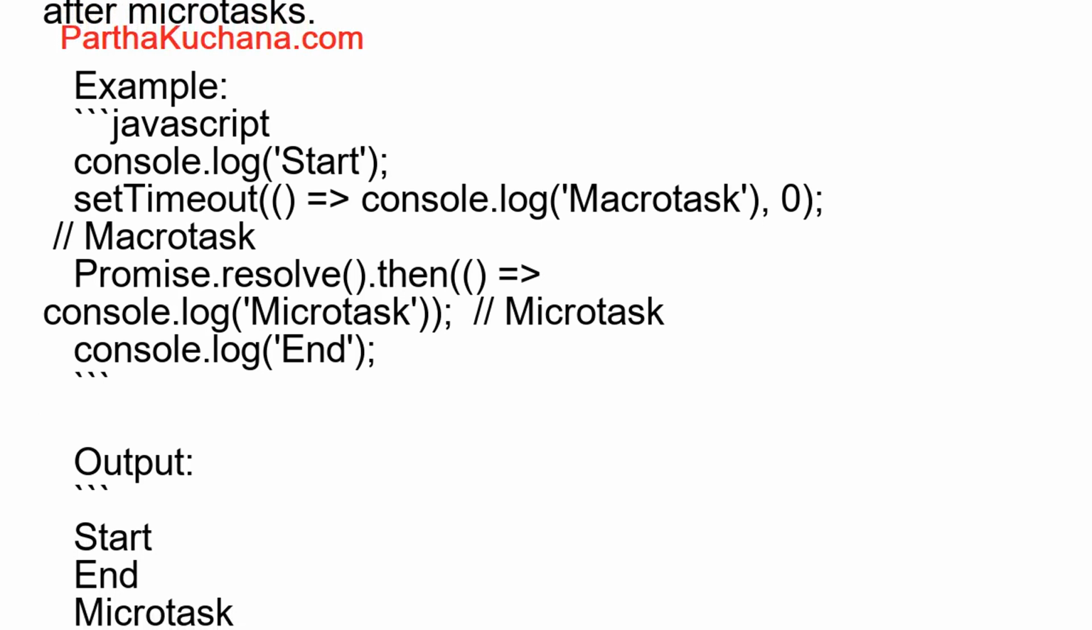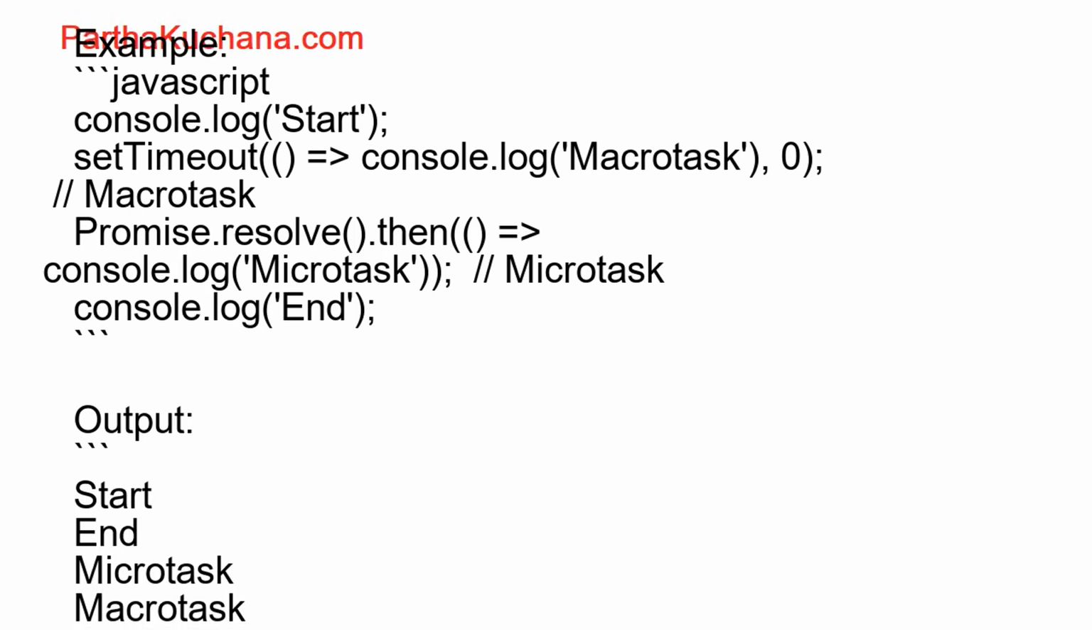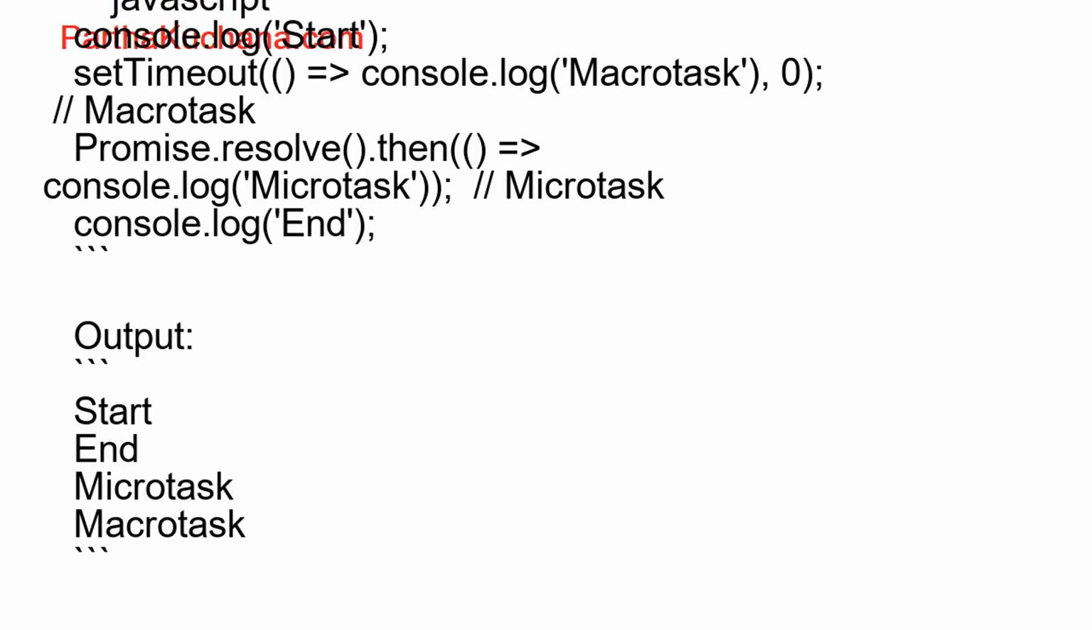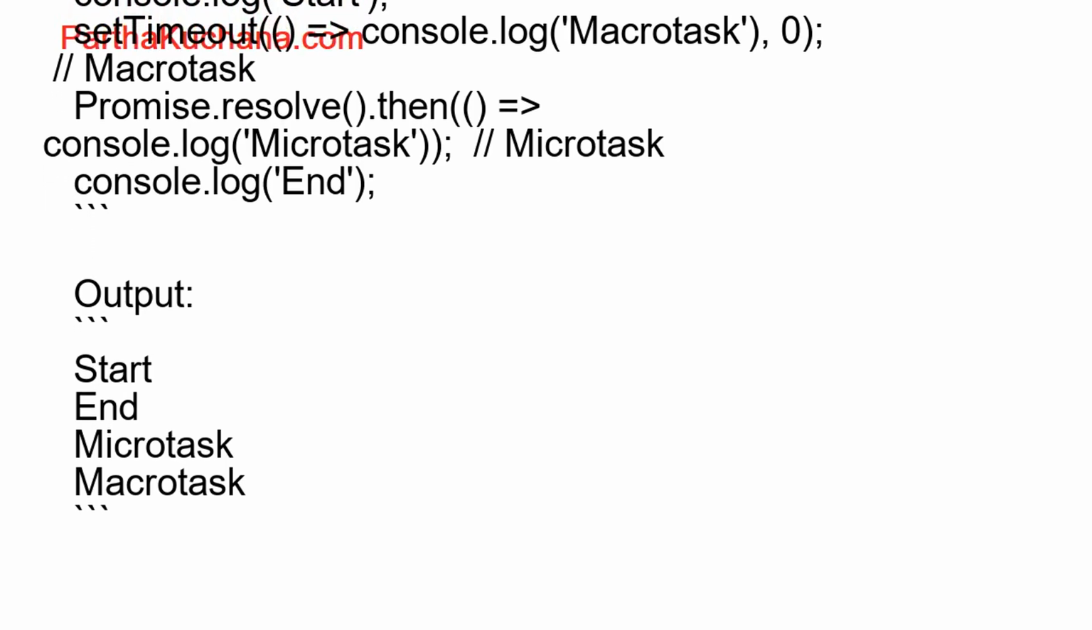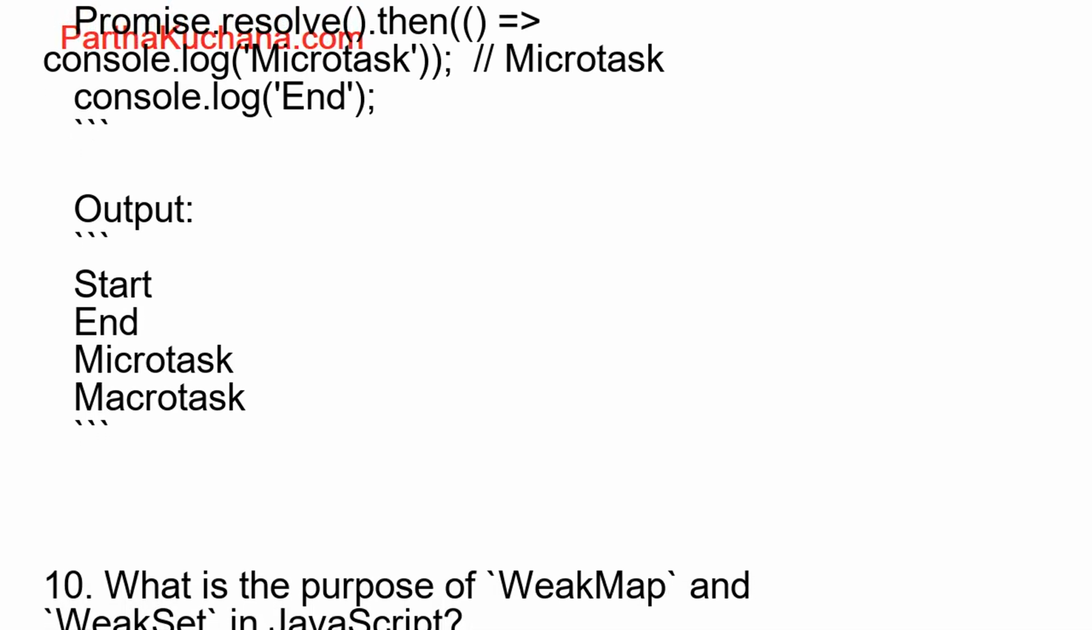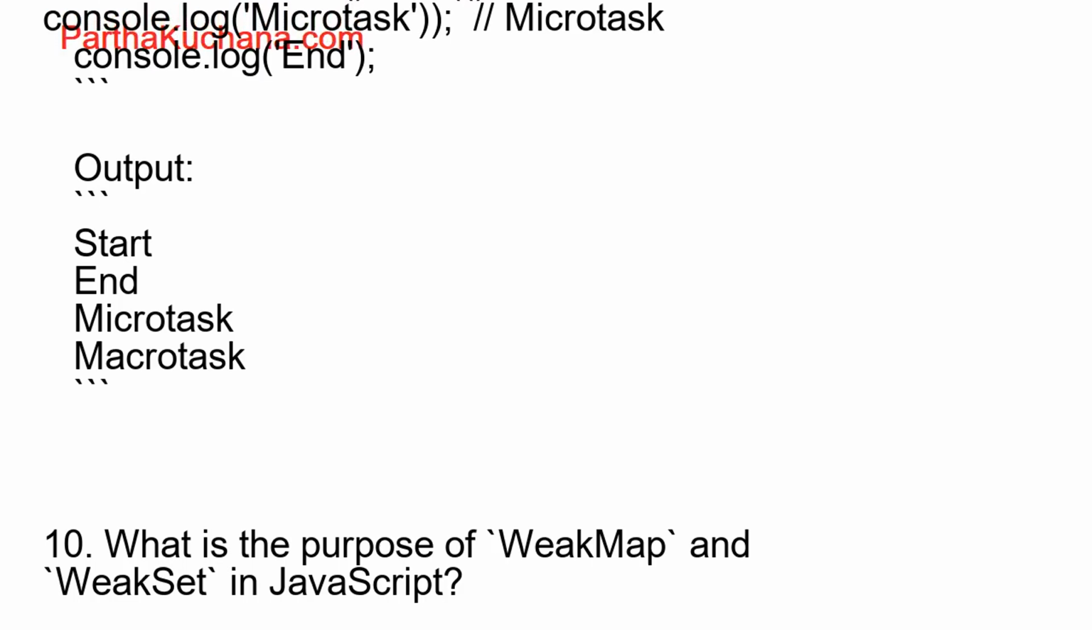Example. JavaScript. let obj = {}; let weakMap = new WeakMap(); weakMap.set(obj, 'value'); obj = null; // the object can be garbage collected and the WeakMap entry is cleared.